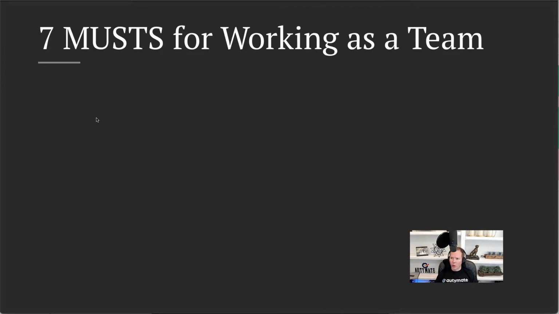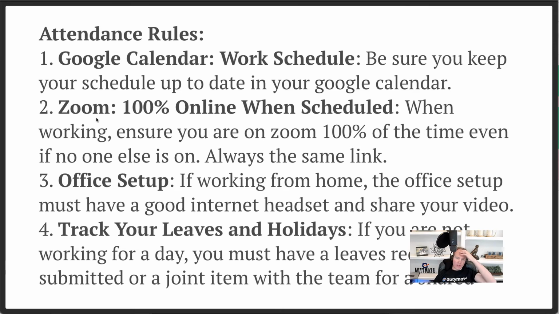7 musts for working as a team. First, we have attendance rules. So on the Google Calendar, you need to put your work schedule for when you're working. So if you're in a specific team, that team's calendar needs to be set so that everyone knows when you're planning on working. You set it on auto repeat so that it can be set, but then you'll move it around, and I'll show you how to do that in the video demo.